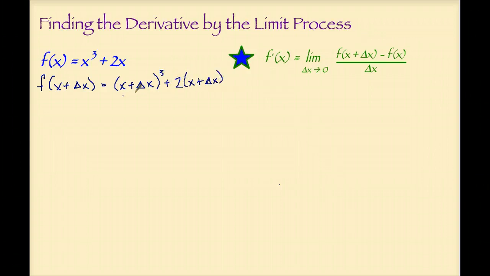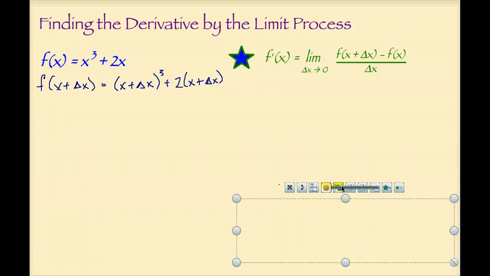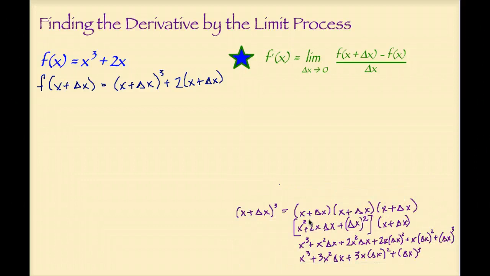Now, this means we would have to FOIL x plus delta x 3 times, but in order to save us a little bit of time on the video, I have already done that work here. Feel free to take a look, inspect my work, and verify my conclusions at your leisure. But for now, we're just going to go back to the limit definition of the derivative and use the conclusion I have there. We're going to be taking the limit as delta x approaches 0.